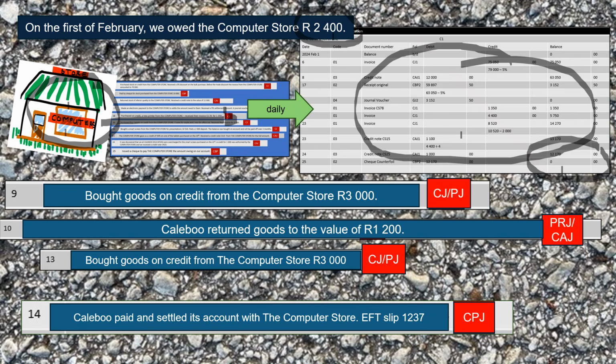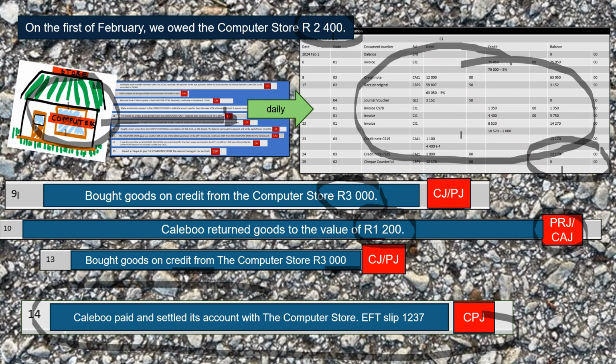So I took these transactions and I said, on the 9th, we bought from the computer store 3,000. We returned some of the stock to the supplier, the computer store, 1,200. Goes through the creditors allowance journal. So I took all the transactions that related to the computer store, not the cash purchases. Then we bought goods on credit, 3,000, another credit purchase, and then we paid.